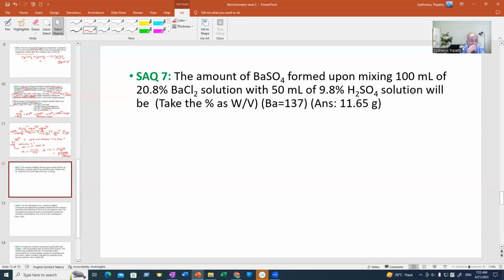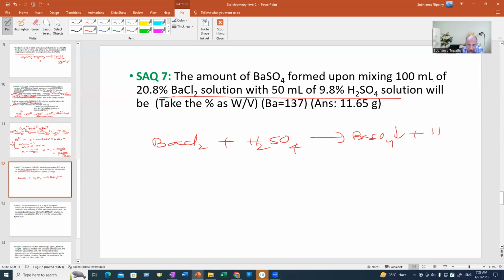The reaction is between barium chloride and sulfuric acid, and you get an insoluble white precipitate of barium sulfate. Now, look at the reaction stoichiometry. Barium chloride reacts with sulfuric acid, or any sulfate, to give barium sulfate precipitate plus HCl, and the balanced equation is 2HCl. This is 1:1.